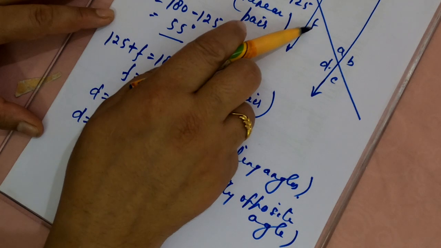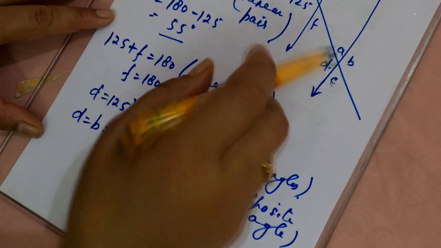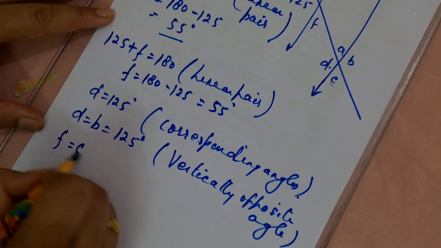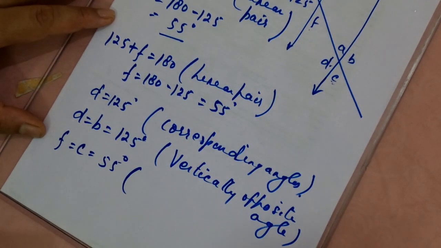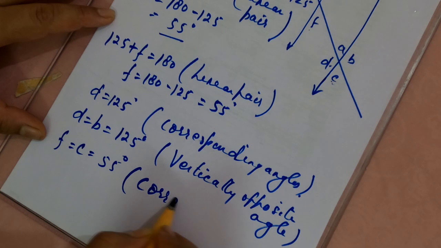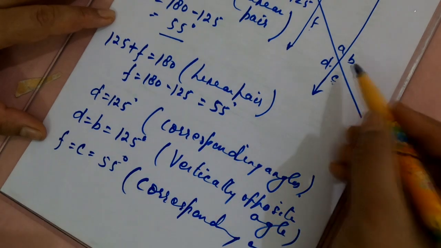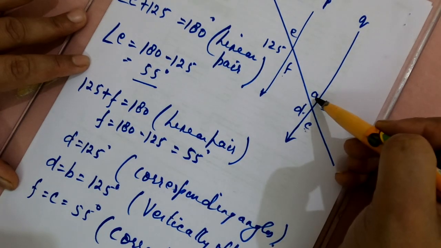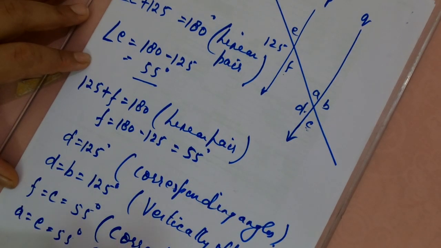Now we have calculated F. F was 55 degrees. So F and C will be the same. So C is equal to 55 degrees. F and C, how are they related to each other? They are corresponding. Clear? Now if you have calculated C, can I connect E with A? They are also corresponding. So A is equal to E is equal to 55 degrees, corresponding.